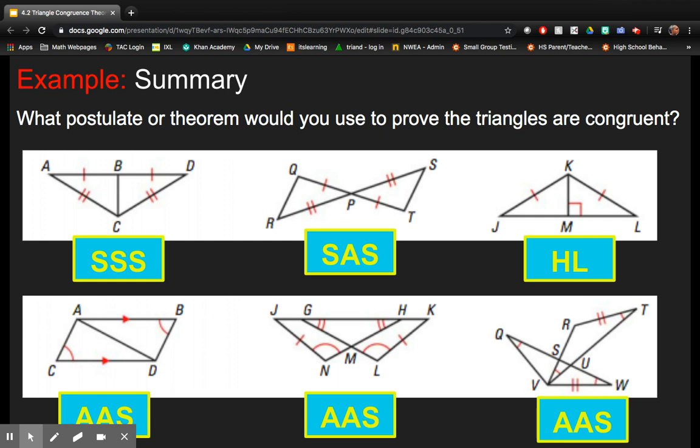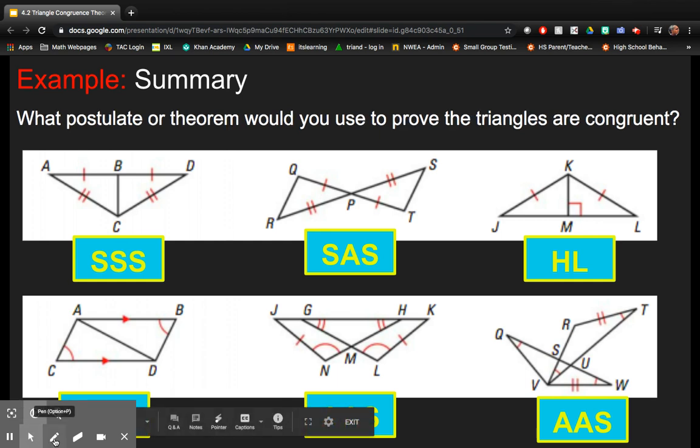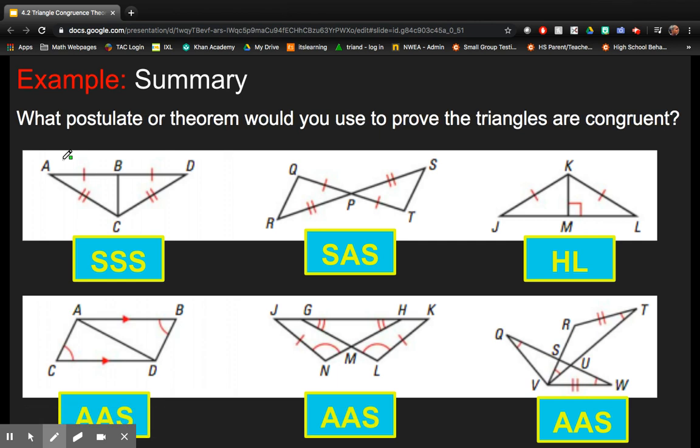Well, I've already got it pulled up. I thought I had it on animation mode, but apparently I don't. That's okay. We'll do it this way. So it says, what postulate or theorem would you use to prove the triangles are congruent? So in this one right here, again, go ahead and mark any common sides that have not been marked. We're given side congruent to side congruent to side congruent to itself. That would be side, side, side.